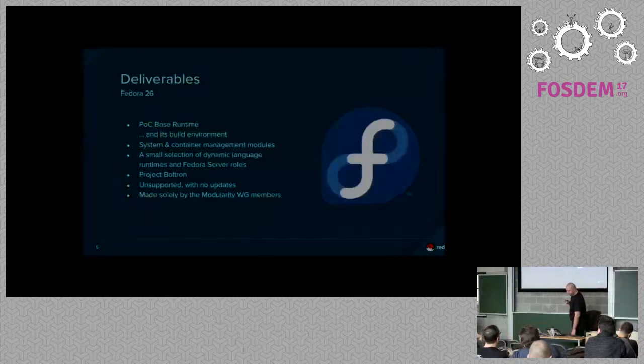So what we plan to deliver in Fedora 26: the proof of concept base runtime module with the first version of the API. Hopefully all the packages in the API will also ship with the devel sub-packages so people can actually use our API. That's not as easy as it sounds because the devel sub-packages often require stuff like Perl, and we don't want Perl in base runtime, of course.